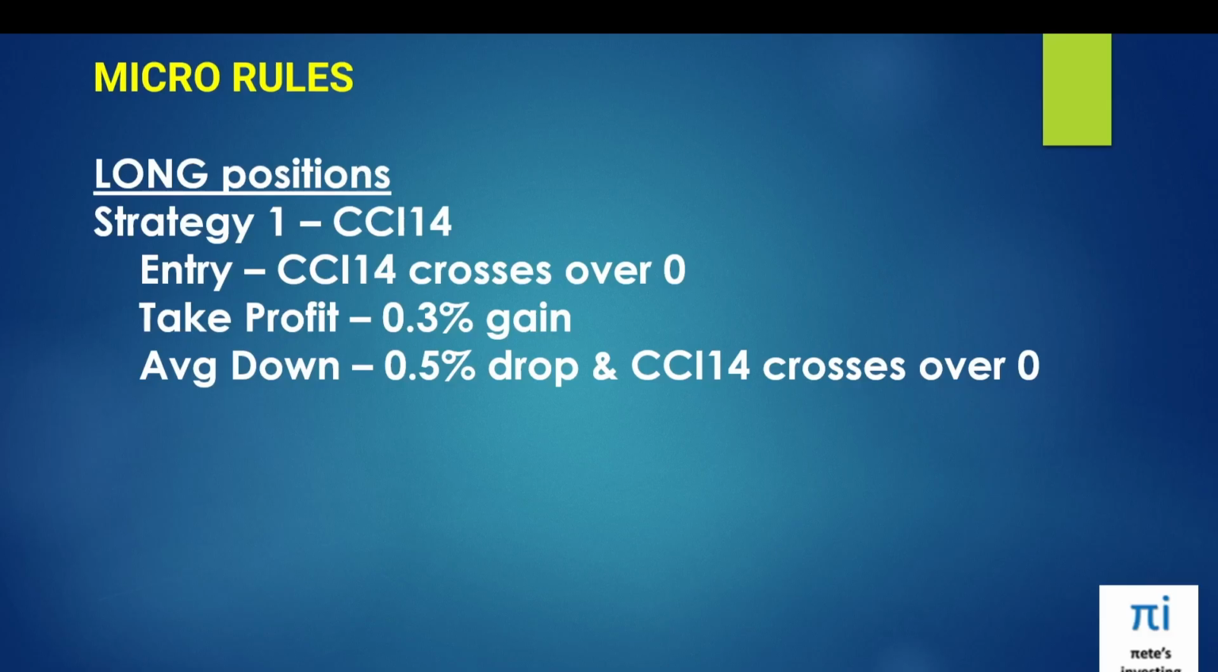So now we look at the micro rules. The macro rules is basically our general trend, and the micro rules is the strategy you want to be trading. So here we can look at three different strategies on the micro rules. Strategy number one is the CCI14 strategy, which we've covered previously.